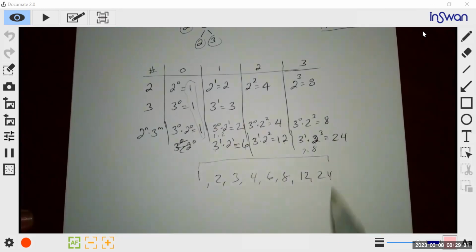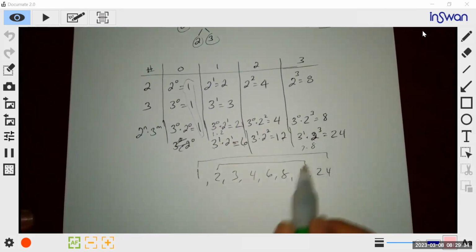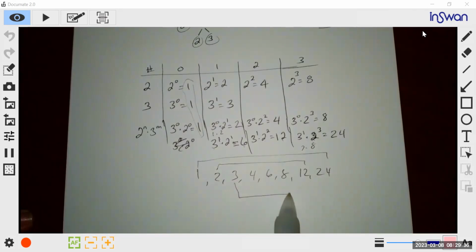1 times 24 is 24. 2 times 12 is 24. 3 times 8 is 24, and 4 times 6. Those are all the possible combinations.